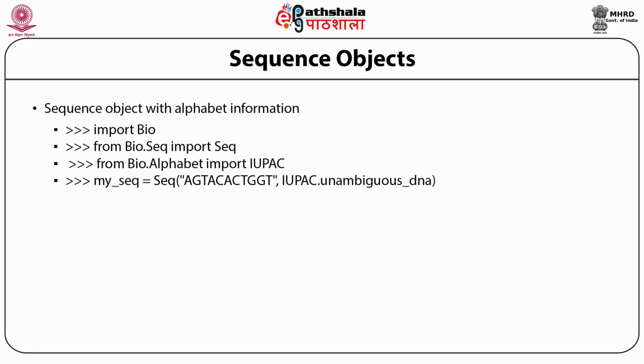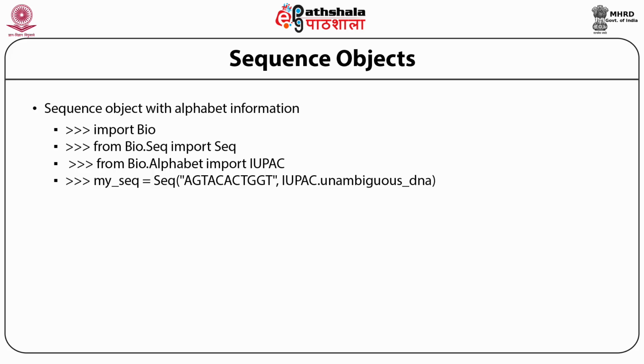Sequence objects with alphabet information can be created in BioPython as follows. First, you have to import the Bio module. So I have to say import Bio, and then from Bio.Seq import Seq. That is the module that helps us to parse as well as manipulate sequences in BioPython. And then the next line we have to mention from Bio.Alphabet import IUPAC. Since we are creating sequence objects here, in the previous slide we saw various IUPAC ambiguous and unambiguous alphabets that are associated with the sequence object. So we will have to import that module as well. So from Bio.Alphabet import IUPAC.